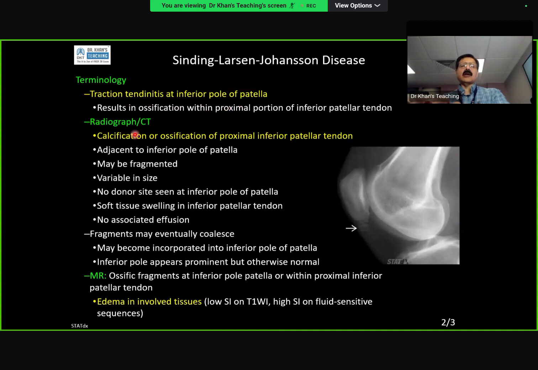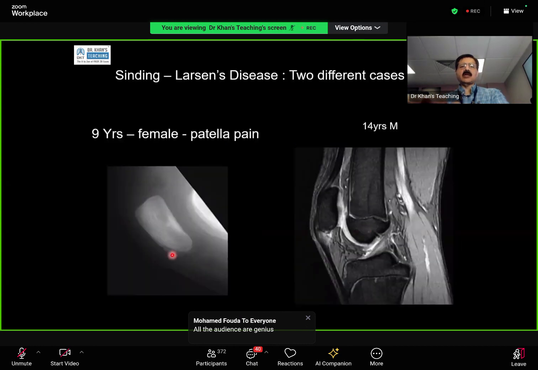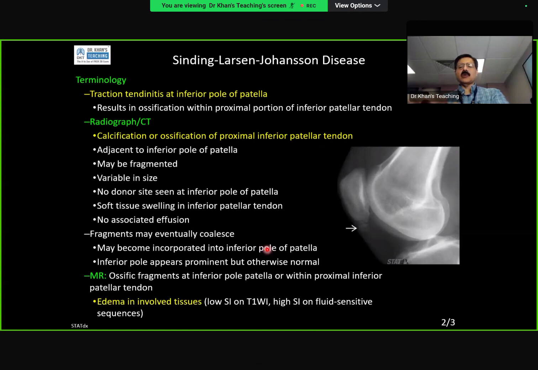This is traction tendinitis at the inferior pole of the patella. And on X-ray or a CT, there can be calcification or ossification of the proximal inferior patellar tendon. Actually, this thing is the patellar tendon which is ossified, which gives you this appearance.